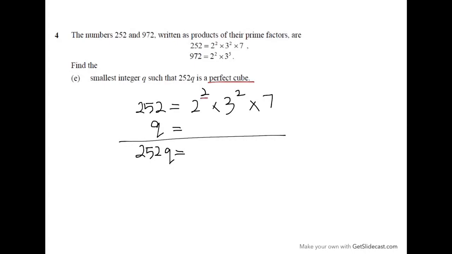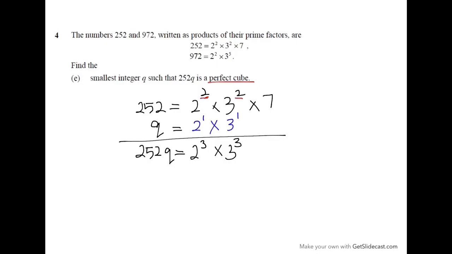Firstly, 2 squared. Is this power already a multiple of 3? No. Hence, we need to try to multiply by q to increase the power to become the nearest one, which is 2 cubed. So what do we need to do? We need to multiply the number 2 to the power of 1. Okay, and the second factor, this is 3 squared. This is not yet power 3. So we need to multiply by q to make it such that it will become 3 cubed. So the number that we need to multiply will be 3 to the power 1.